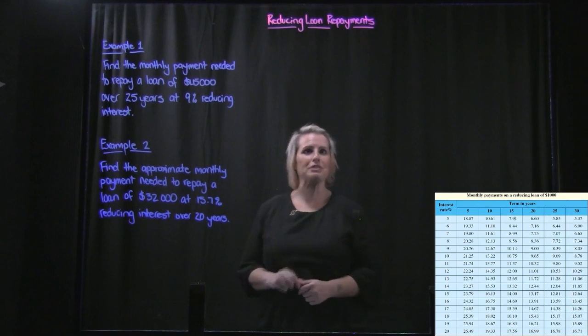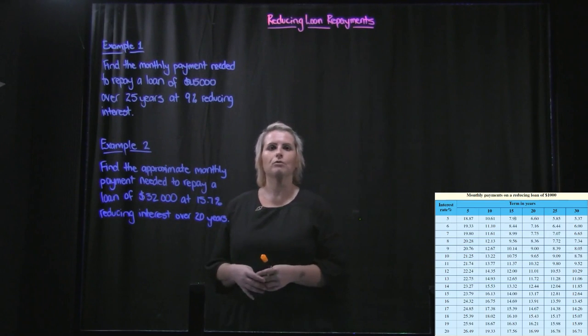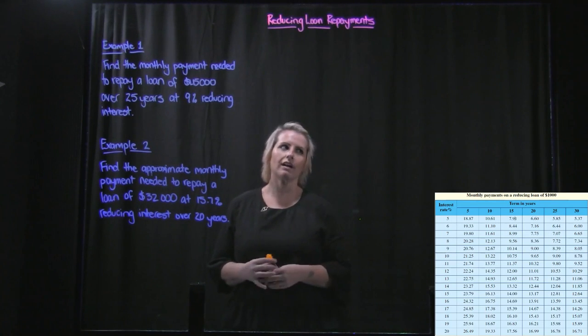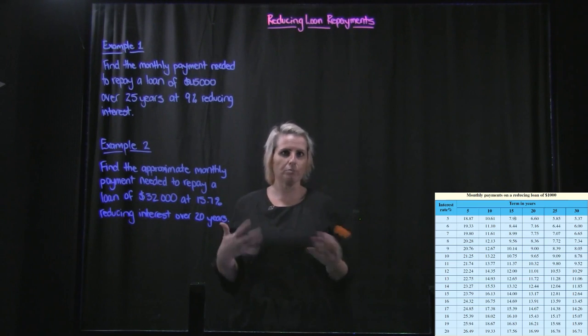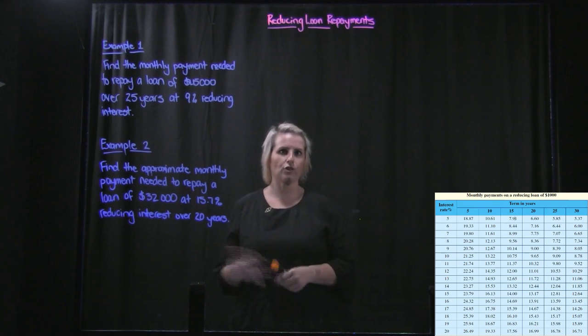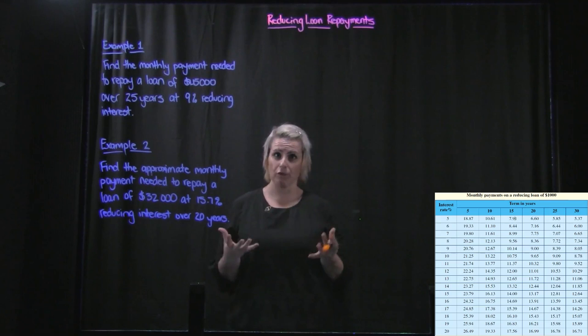Okay, now we're talking reducing loan repayment. So when we look at a reducing interest loan, the repayments themselves are a little complicated to work out. A bank, building society or credit union would normally use a computer and a fairly complicated algorithm to work this stuff out.